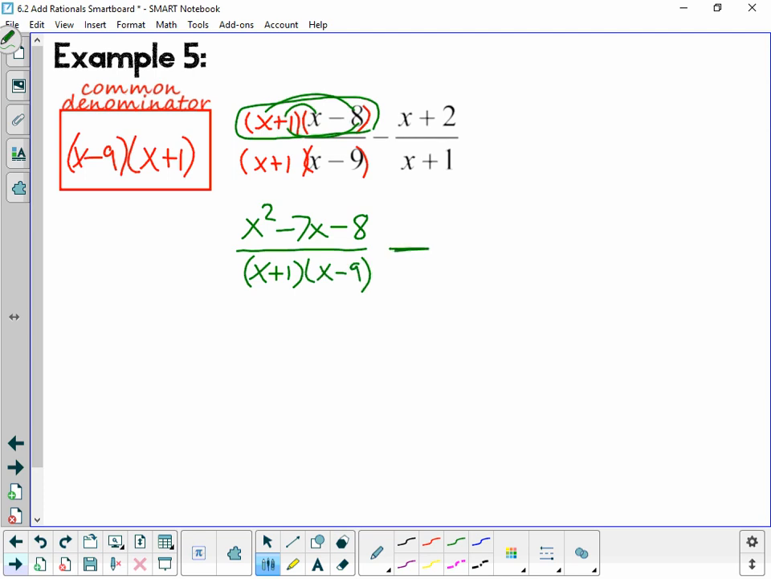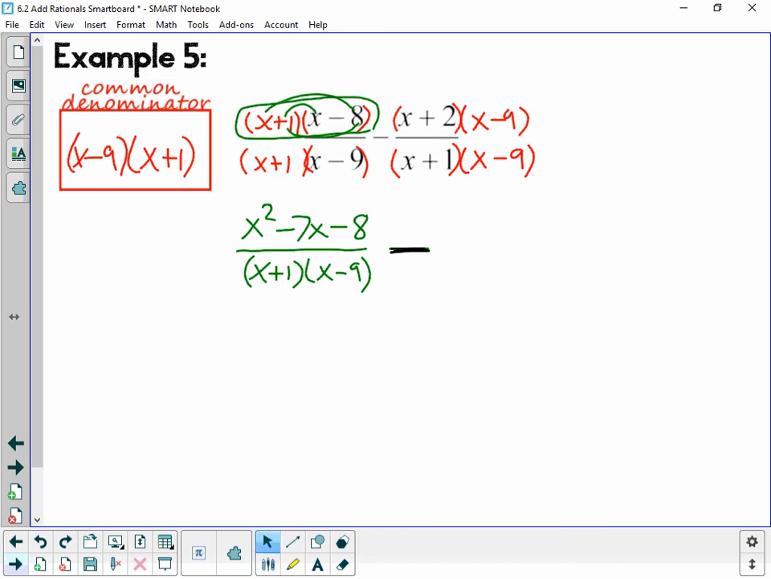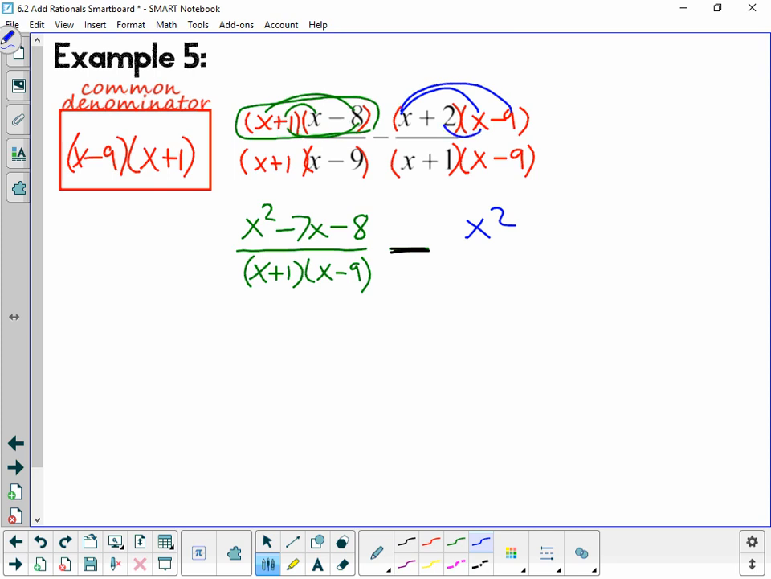We're going to subtract from that, put it in black here. Well, that second fraction, if you look at it, it already has the x plus 1. To be the same, it needs the x minus 9. So if we multiply that out, this fraction is x squared minus 9x plus 2x is negative 7x, minus 18. And of course, we have the denominator x plus 1 times x minus 9.